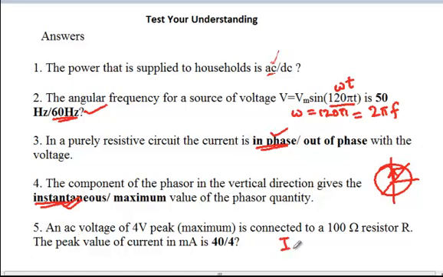The fifth question, now Im is equal to Vm over R, and since this is in volt and this is in ohms, that will be in ampere. So changing it to milliamperes, you need to multiply it with 1000. And so that gives you 40 milliamperes. So the correct answer is 40.